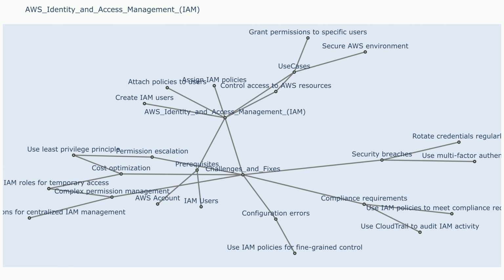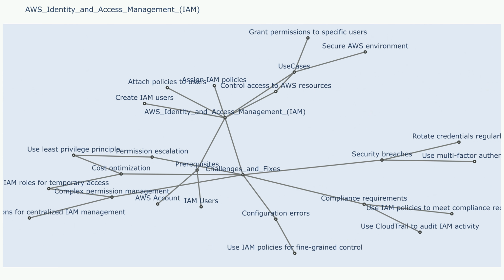Complex permission management: use IAM roles for temporary access. Use IAM roles to grant temporary access to AWS resources based on specific tasks or projects. Fix: utilize temporary security credentials through IAM roles for short-term access, avoiding the need for long-term user credentials.